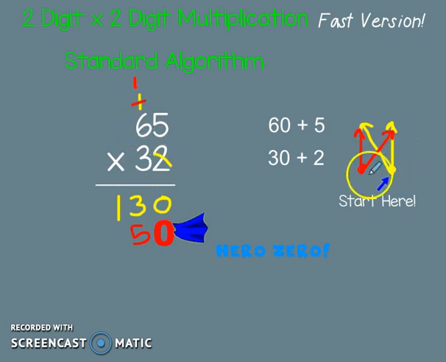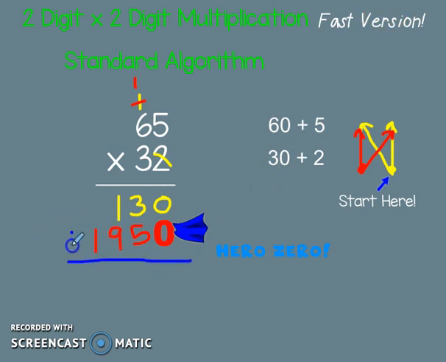So now I'm over here doing my 2 tens. So I did 3 times 5 is 15, carry my 1, and now I do 3 times 6, which really means 30 times 6. But 3 times 6 is 18, plus 1 is 19. I put my 9 down. I can't carry my 1 over because there are no hundreds, so I just put my 1 down right next to him. And now I'm ready to add my parts.